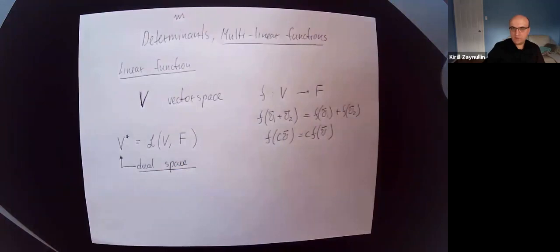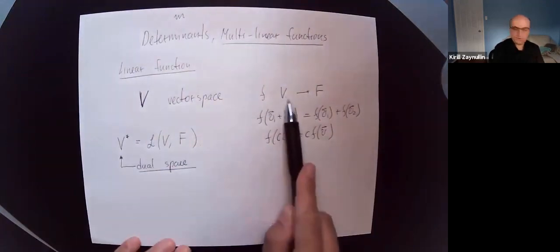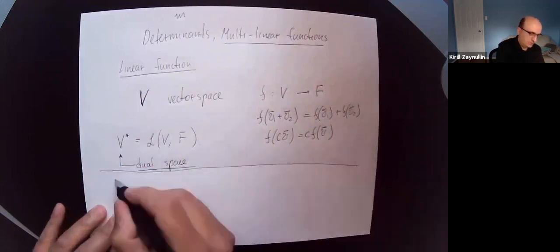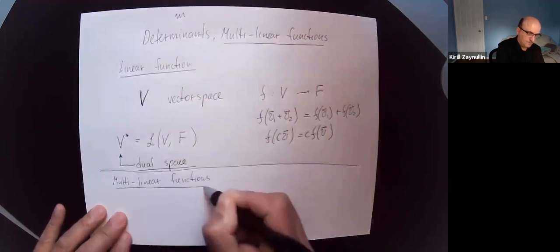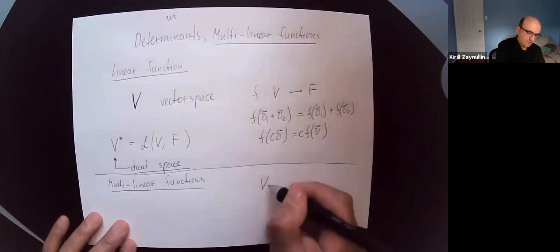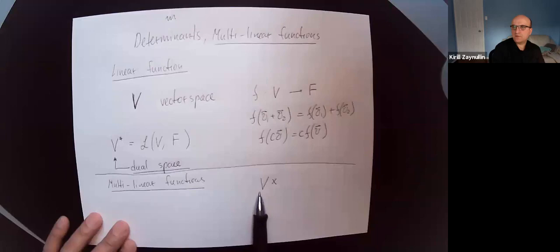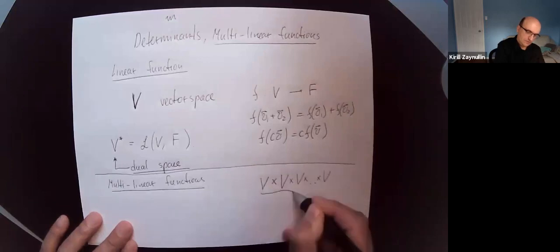So what I would like really to do is to look at the following example. I would like to extend it in some sense. Instead of just one vector space V, I would like to put here several of them. So now let's talk about multilinear functions. Basically, instead of V, we take several copies of V. Suppose that V is finite dimensional for simplicity. So I can just take the Cartesian product of several copies of V, say M copies.